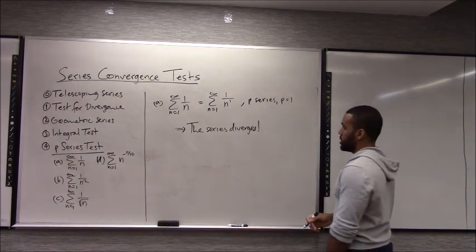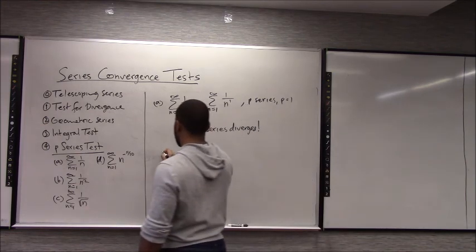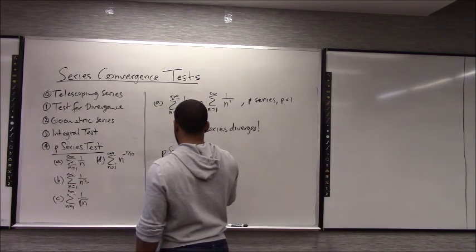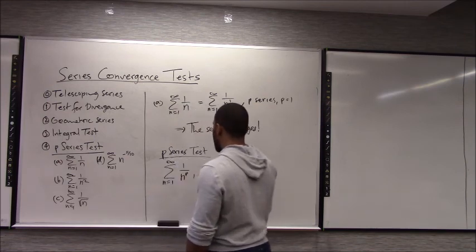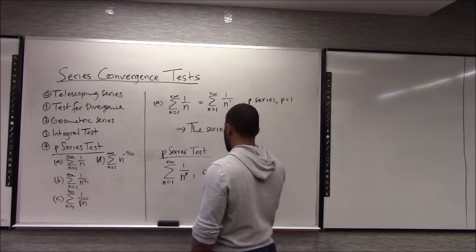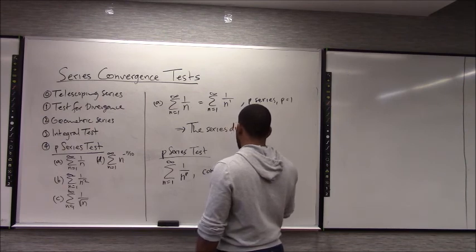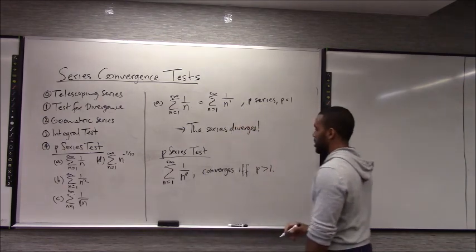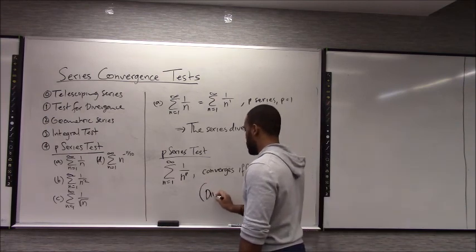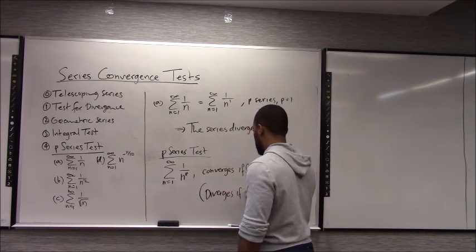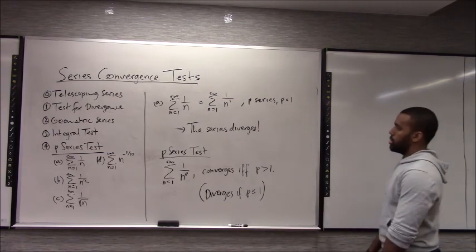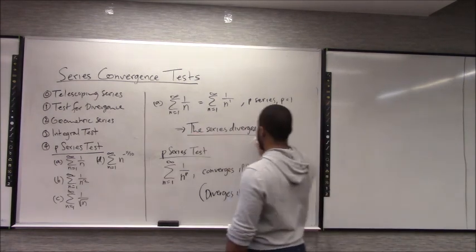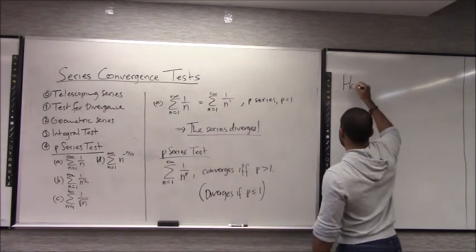Remember, the P-series test looked at things that look like 1 over n to the P, going from 1 to infinity, and we know that it converges if and only if P is larger than 1. In other words, it diverges if your P is less than or equal to 1. So this actually diverges, and remember, this is a very famous example. This is the harmonic series.